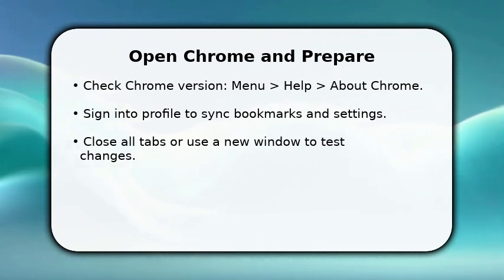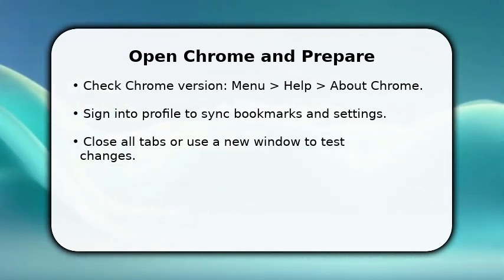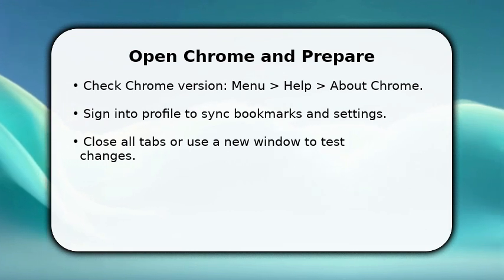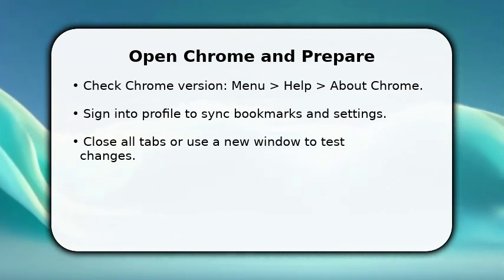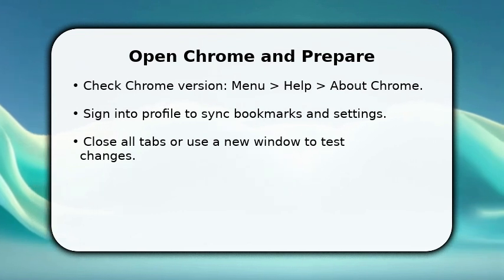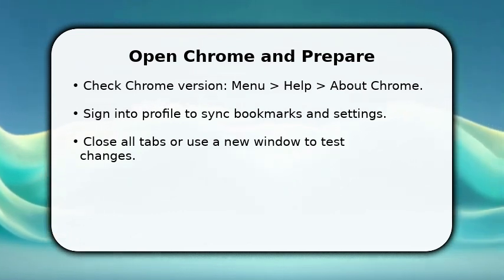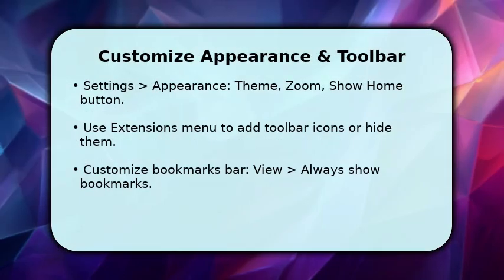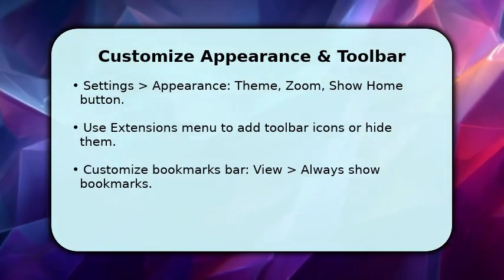Next, go to the three-dot menu at the top right and choose Settings. This is where Theme, Appearance, and Toolbar options live. Make sure you have at least one backup profile or a sync-enabled Google account so you can restore defaults if needed. Now you'll adjust appearance and the toolbar to match your workflow.